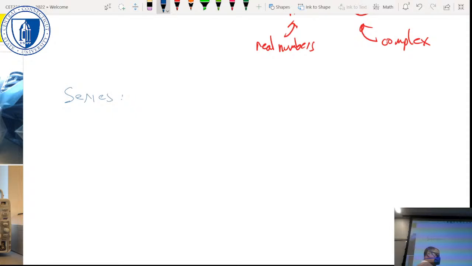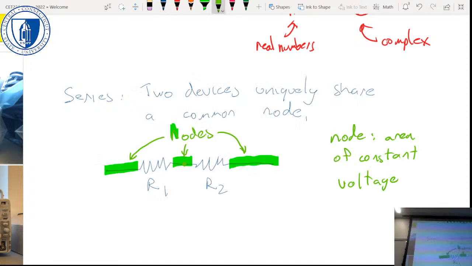Now it does get a little confusing. I've said area, right? But oftentimes when I refer to a node, I will just draw a dot like that. I'll actually refer to the node by a dot, but what I mean is all of the wires connecting into that dot. So hence I use the word area in the definition.